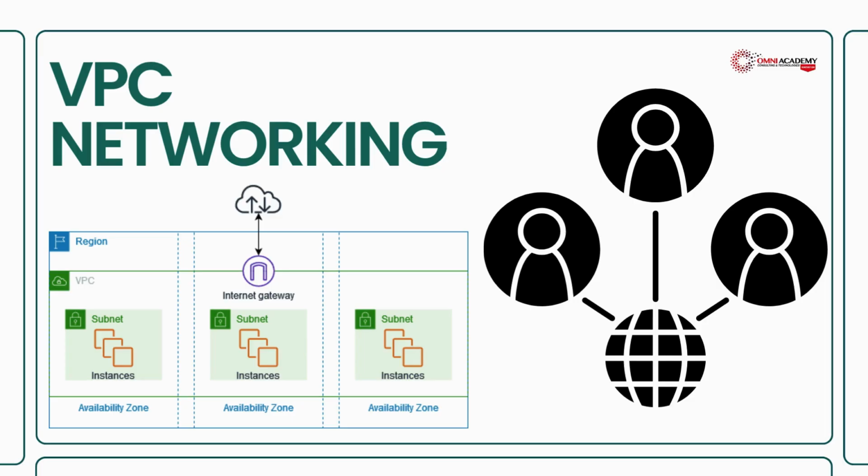Business department equals subnet 2. Engineering department equals subnet 3. All are part of the same university but separated. Firewall. A firewall controls who can enter your network.